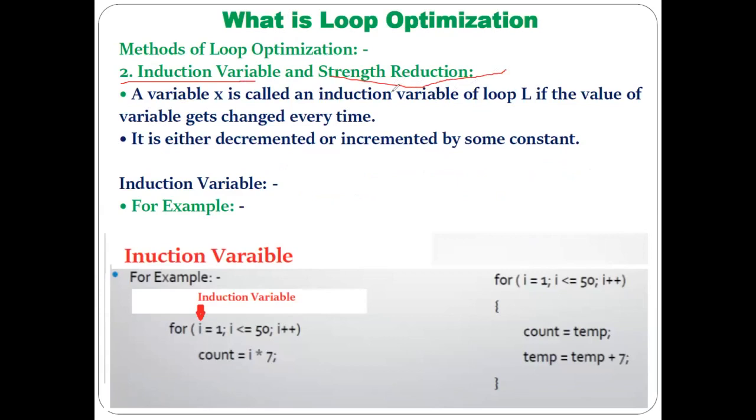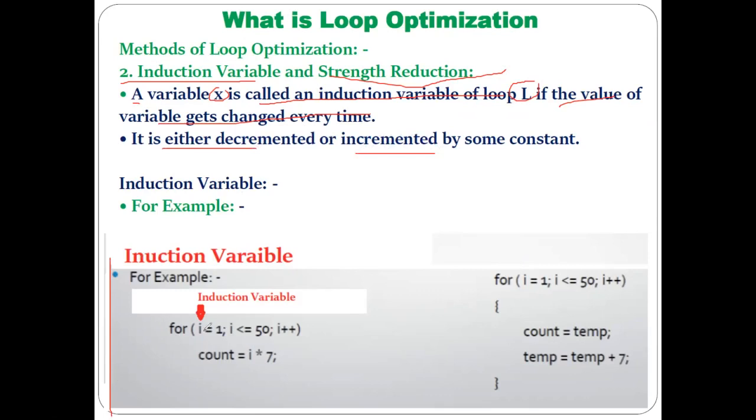First you need to understand what an induction variable is, and then we will understand what strength reduction is. So here I read the definition, and then I will explain it with the example. A variable x is called an induction variable of loop L if the value of the variable changes every time. So the value may change in a decremented way, or in an incremented way. Understood? So let's see the example.